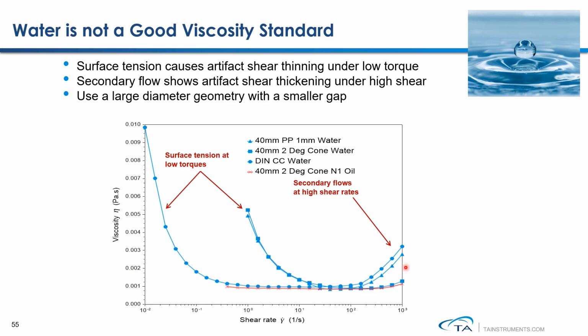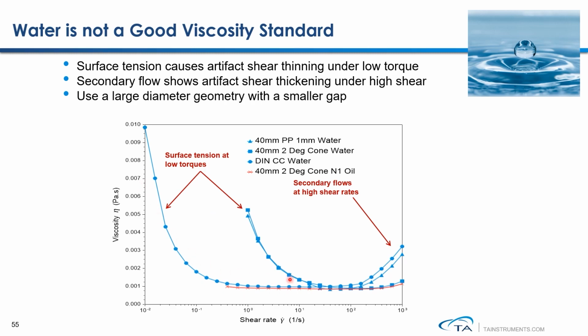Since water has pretty high surface tension, under low shear, when the measurement torque is extremely low, the surface tension of water will drag some additional torque to the geometry so that it causes the measurement results to show some artifact. That makes the viscosity show a higher value compared to the true viscosity of the sample. So this shear thinning behavior is caused by the surface tension of water.